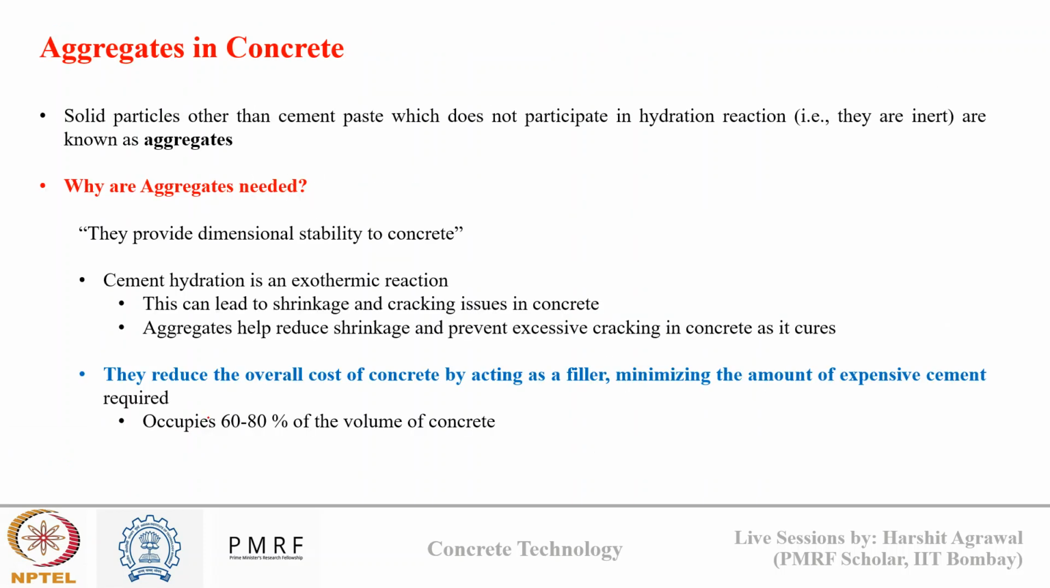Now, if you recall our discussion from last week's content, where we talked about why aggregates are used in concrete, there was one important point that was mentioned. They reduce the overall cost of concrete by acting as a filler, minimizing the amount of expensive cement required. Now if aggregates are acting as a filler, the more efficiently they do the filling or packing, the lower will be the requirement of cement. And that is where packing density of aggregates comes into play.